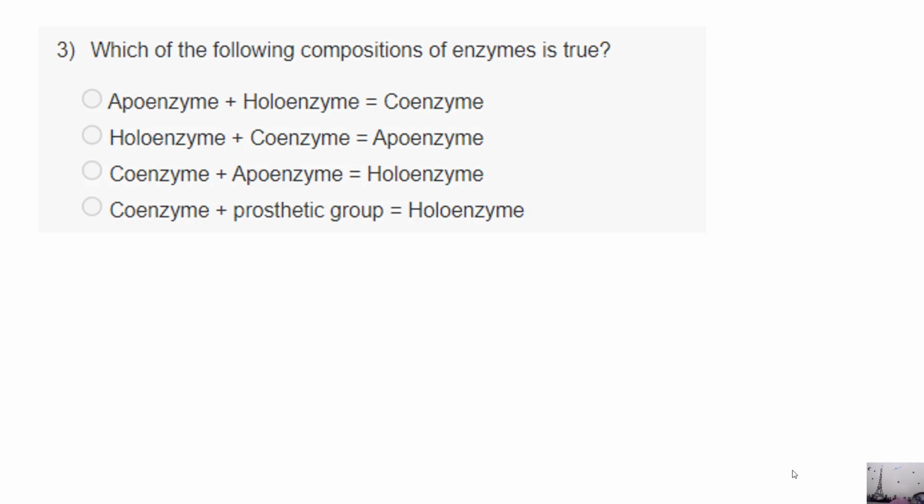Okay. So which of the following compositions of enzymes is true? Apoenzyme plus holoenzyme will give rise to coenzyme, or holoenzyme and coenzyme will give rise to apoenzyme, or coenzyme and apoenzyme will give rise to holoenzyme, or coenzyme plus prosthetic group will give rise to holoenzyme. We discussed a part of this question last day, but I would like to discuss it again because the discussion was not complete. Okay, so the answer will be coenzyme plus apoenzyme equal to holoenzyme.